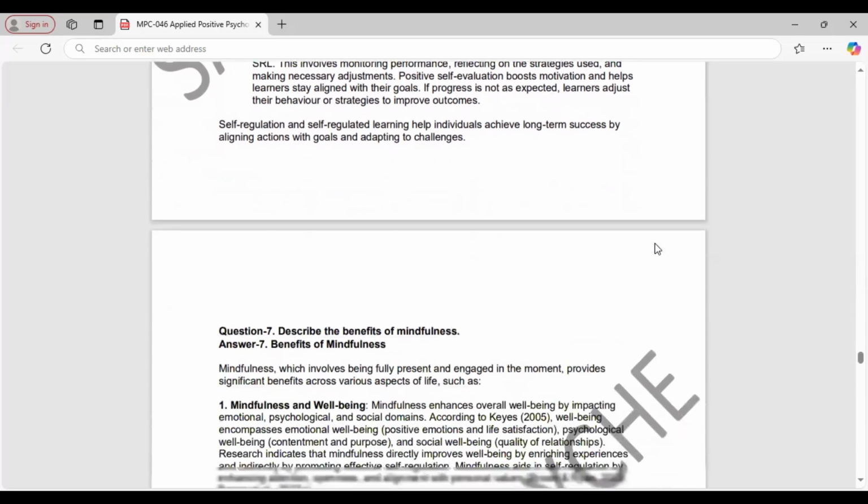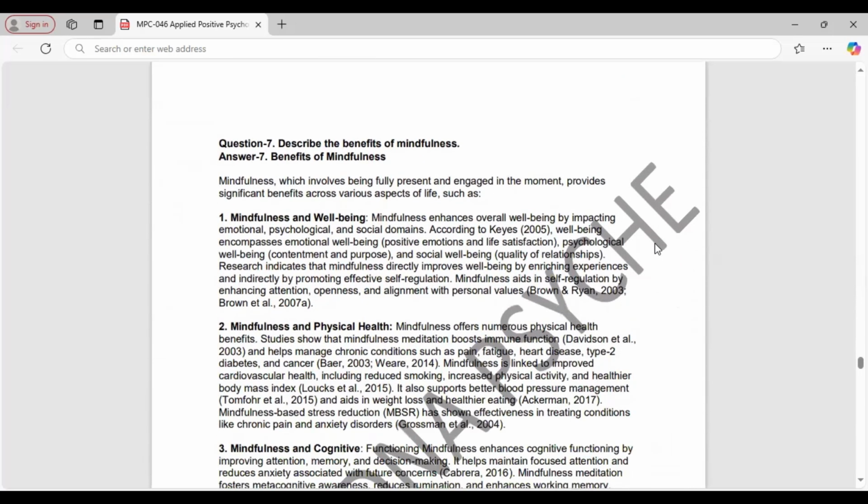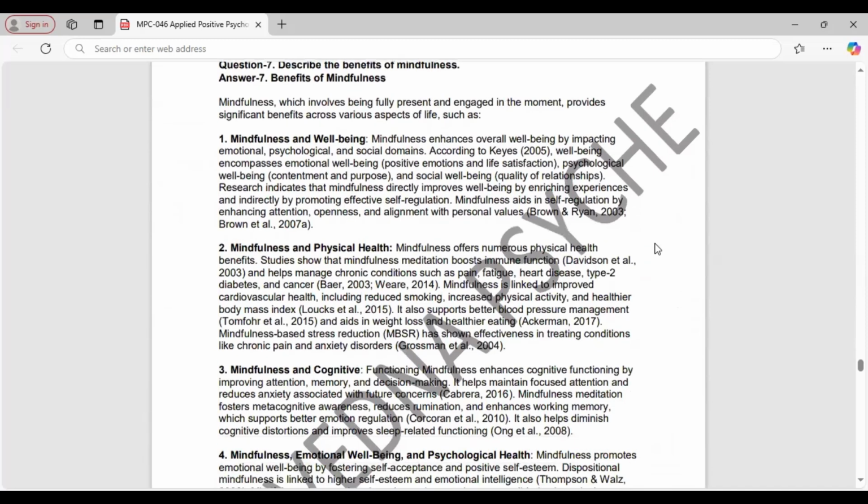Question 7. Describe the benefits of mindfulness. Mindfulness, characterized by being fully present and engaged in the moment, offers substantial benefits in various life aspects.